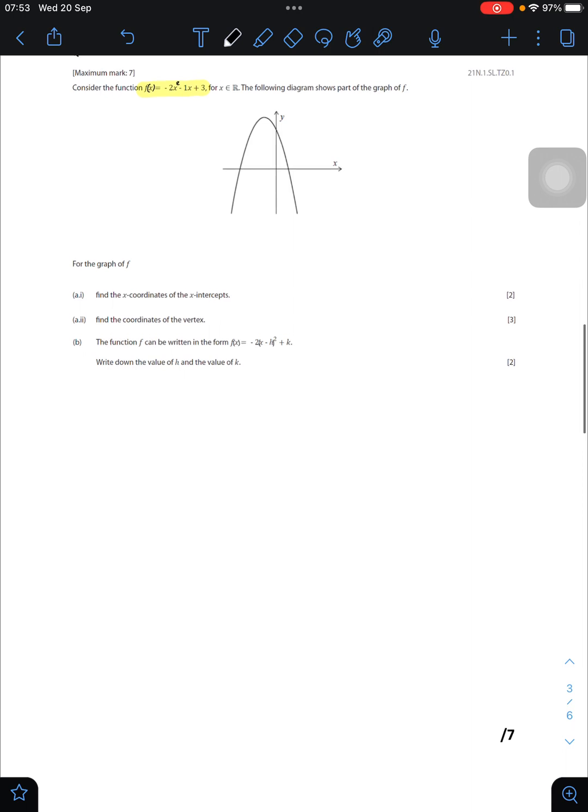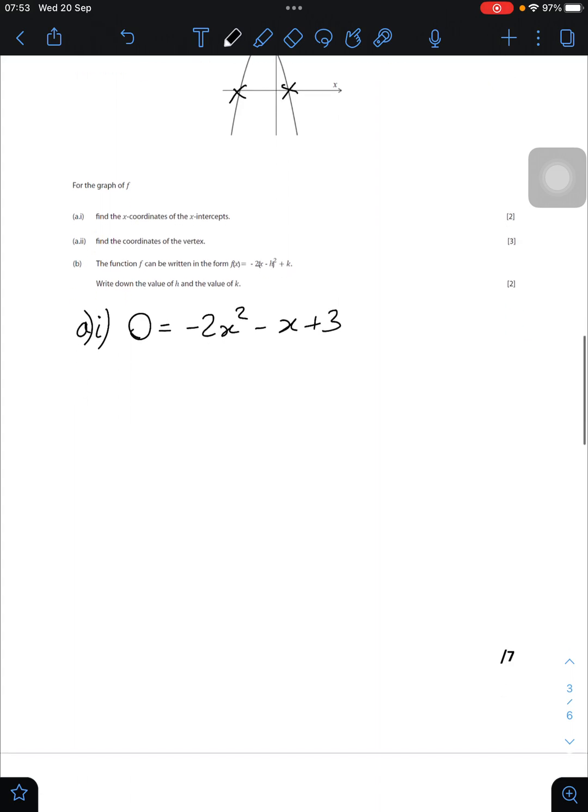So to find our x-intercepts, we need to let f of x equal to 0, so that we find these points where it crosses the axes, and it will cross the x-axis when y is 0, or f of x equals 0. So for part A, if we set the curve 2x squared minus x plus 3 equal to 0, we've just got to factorize this.